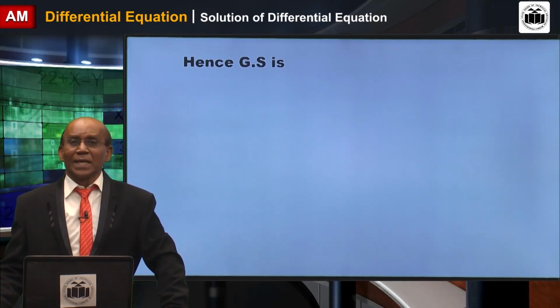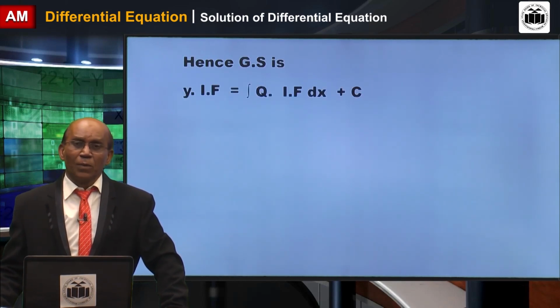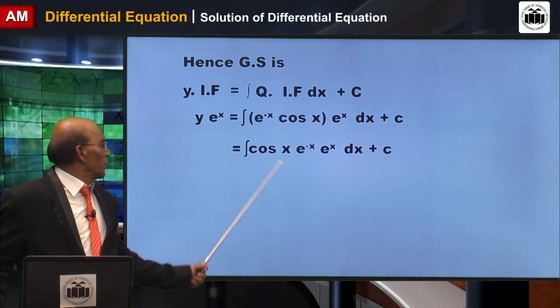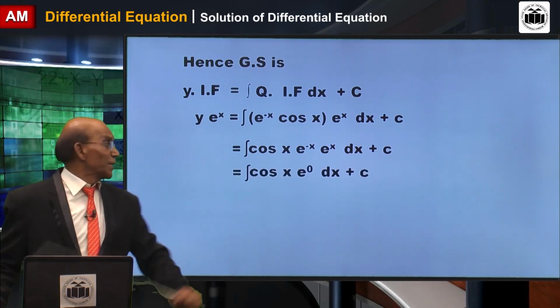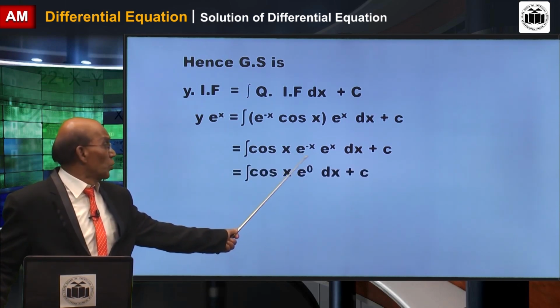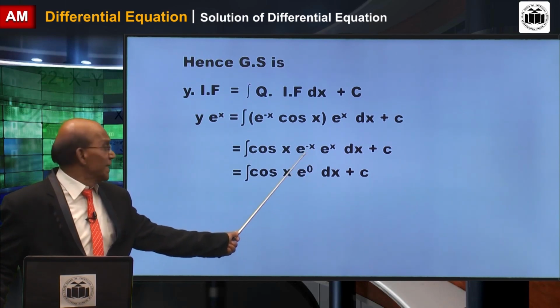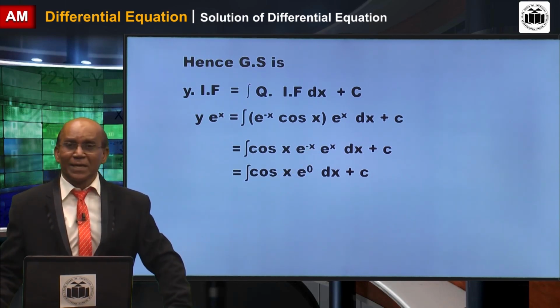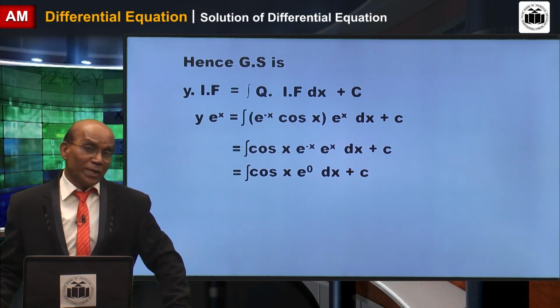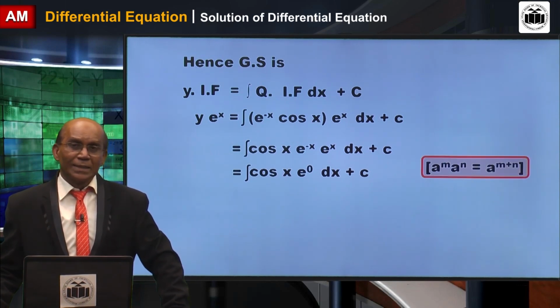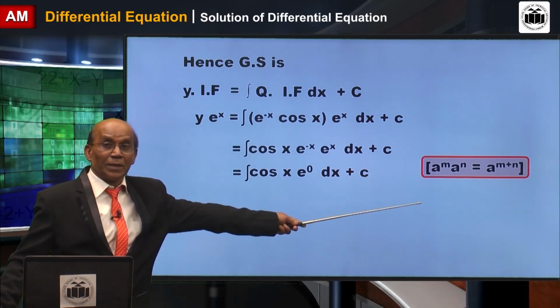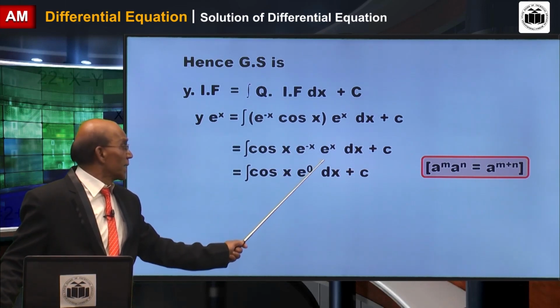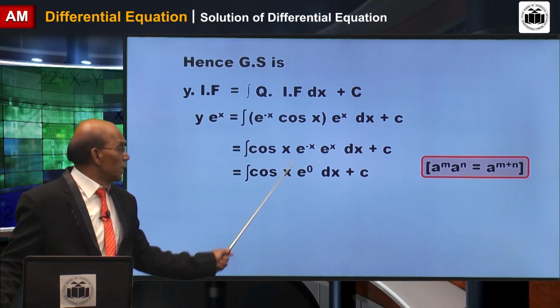Hence the general solution is y into I.F. equals integral of Q I.F. dx plus c. Here cos x e raised to minus x e raised to x dx plus c. E raised to 0 is here. Again you are going to use one of the laws of indices: e raised to minus x into e raised to x, and the value of e raised to 0 is 1. See here, the law of indices is given for e raised to minus x into e raised to x. How can we write e raised to 0 here.